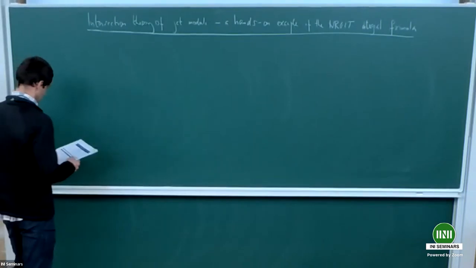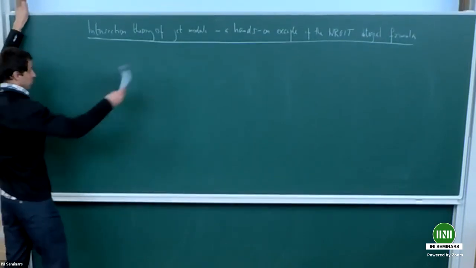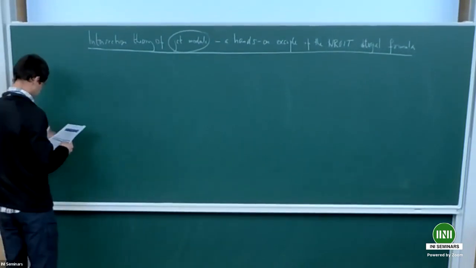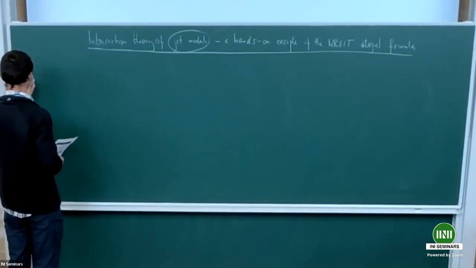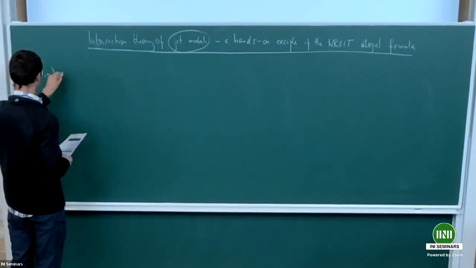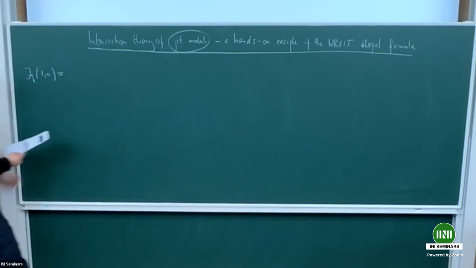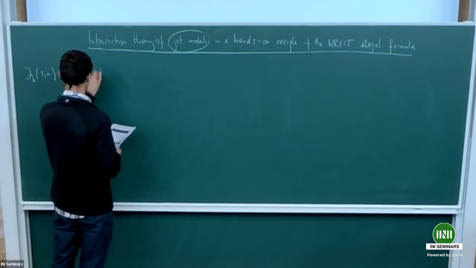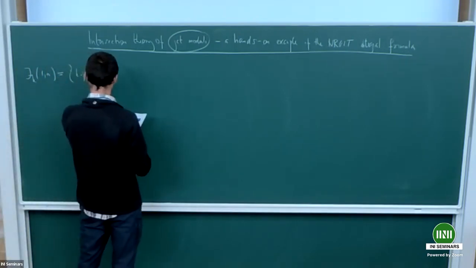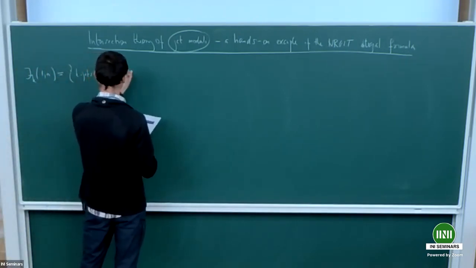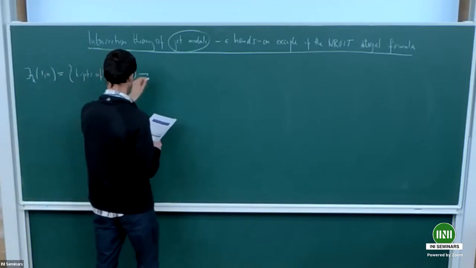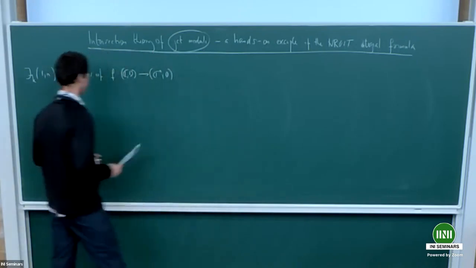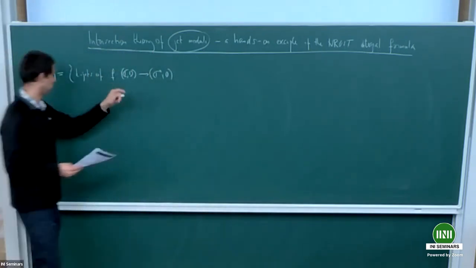So let me start with what we're talking about. So this is the jet moduli space. It's a very simple object. I will define J_k^1 M to be the set of k-jets of maps from C to C^n, mapping the origin to the origin.